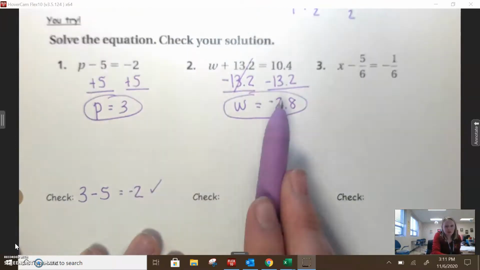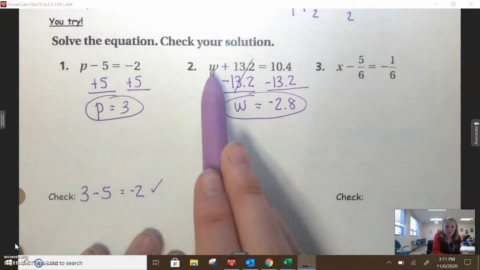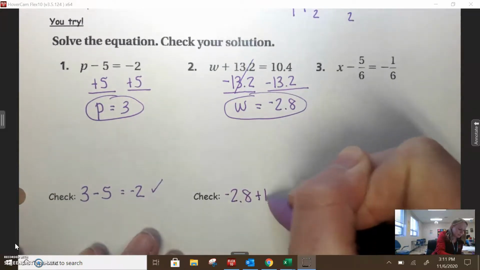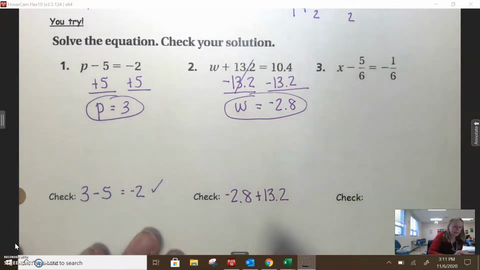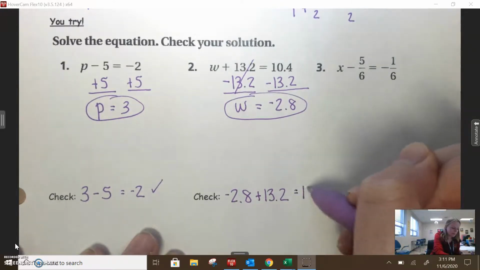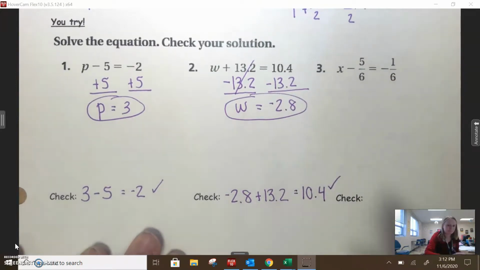I can go back and check my work. These are the same things again. So -2.8 can replace that w there. So I'll have -2.8 plus 13.2. If I were to add these 2 numbers together in my calculator, I would get 10.4, which matches my original answer.